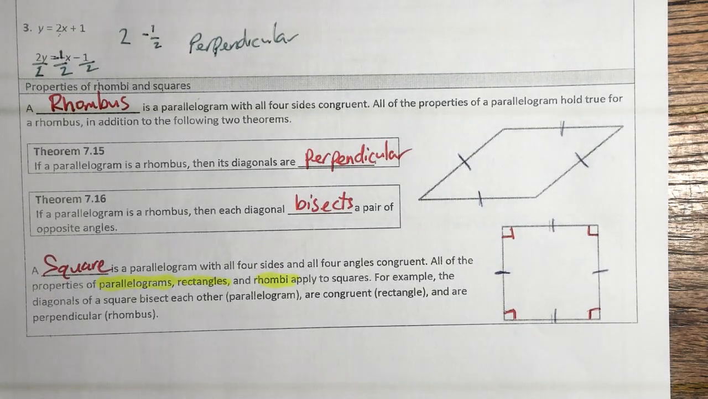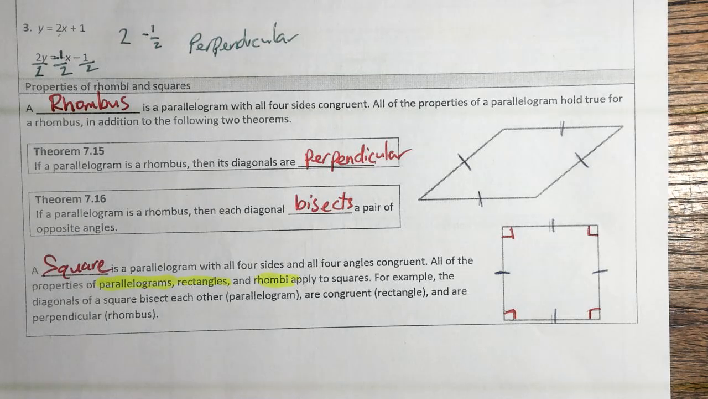Properties of rhombi and squares. A rhombus is a parallelogram with 4 congruent sides, like my friend right here. All the properties of a parallelogram hold true for a rhombus, including the following 2 theorems. Everything we talked about the last couple of days with parallelograms goes, but we're going to add these 2.